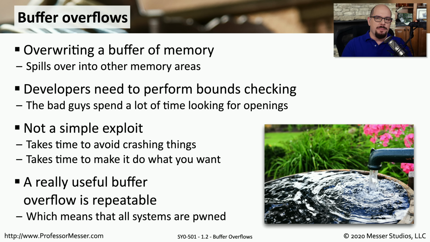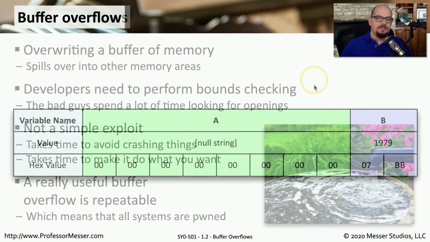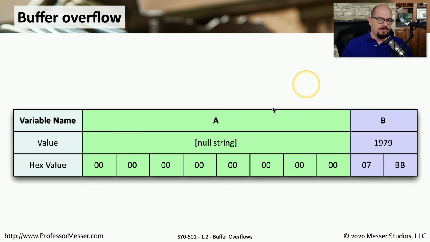For the attackers, their best possible scenario is to have all of those things line up in a way that they're able to perform that same buffer overflow over and over again and have exactly the same outcome. Here's a very simple type of buffer overflow.